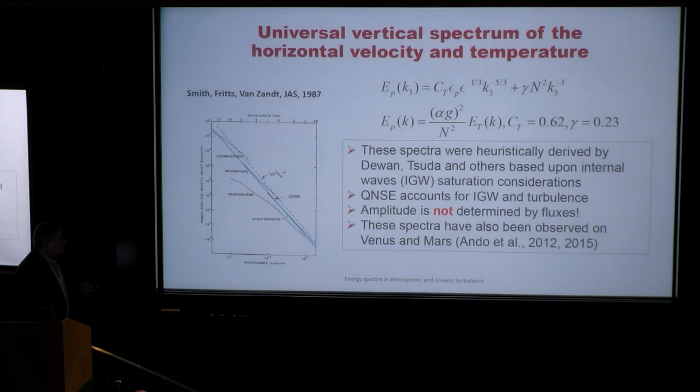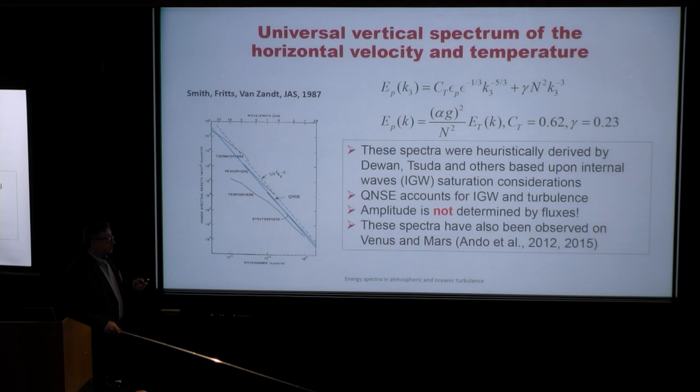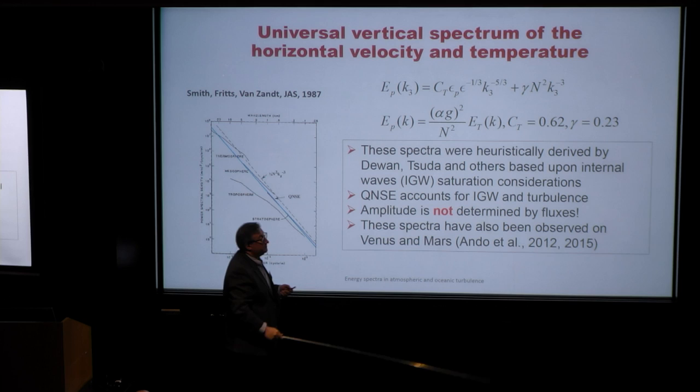It's a pretty good approximation. In geophysics, what is usually done is explained by the theory of internal wave saturation, but this theory doesn't consider turbulence, and it's purely empirical. It just makes the assumption that the spectrum is determined by internal waves, and if this is the case, then you don't have any other choice but to get the spectrum, but it doesn't predict the coefficient and doesn't tell you what happens with turbulence.